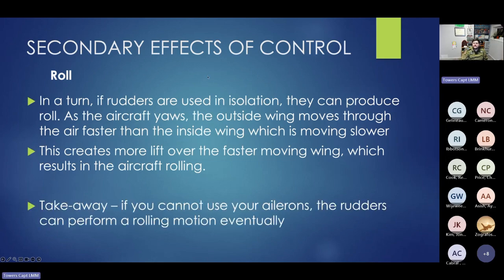Okay, another secondary effect of control. So when it comes to roll, in a turn, if rudders are used in isolation, they can produce roll. As the aircraft yaws, the outside wing moves through the air faster than the inside wing, which is moving slower. Moving faster, it's going to create more lift over the faster moving wing, which results in the aircraft rolling. And again, a takeaway from this is if you can't use your ailerons, the rudders can eventually perform a rolling motion.